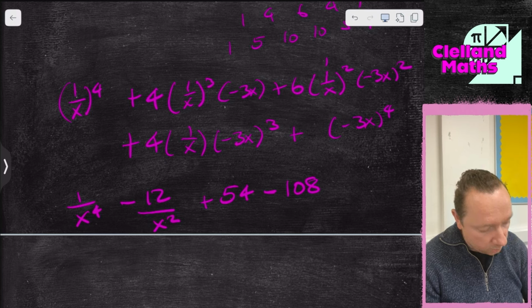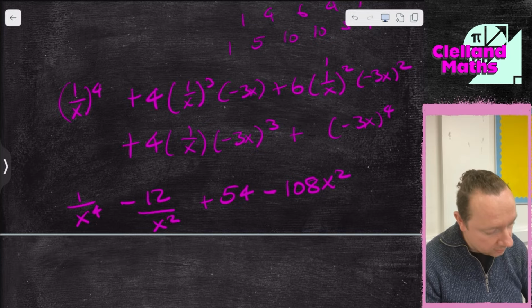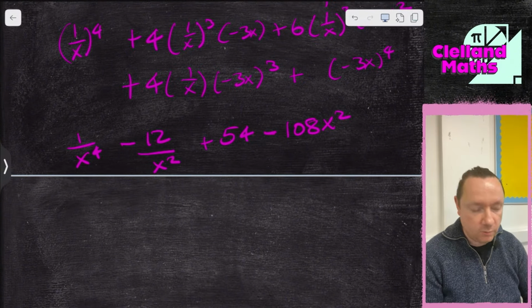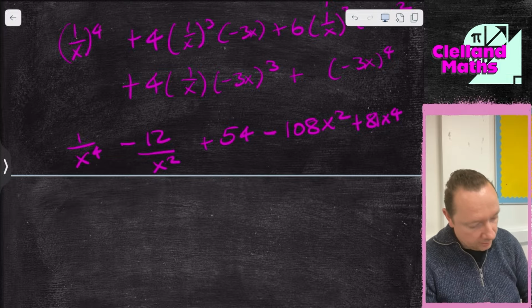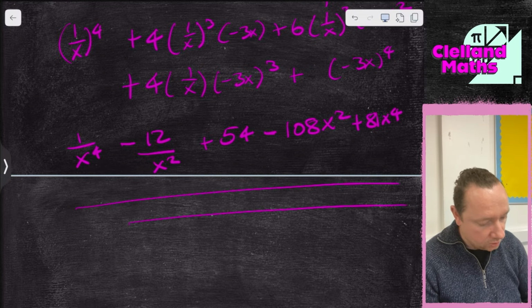X cubed on the top divided by x is x squared. And then finally, 3 3s is 9 times 3 is 27 times 3 is 81. So plus 81x to the 4. And I'm pretty sure that we can just leave it like that. So we're done there.